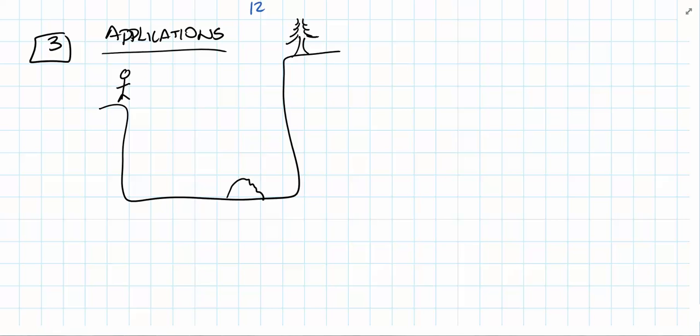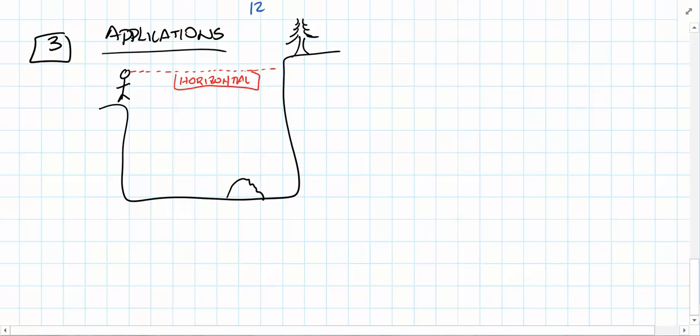So this is you standing on a cliff. Down below you is a rock. Above you is a tree. So I have to introduce some terms to you before we can start talking about applications, right? From your eyesight straight out is called the horizon or the horizontal.